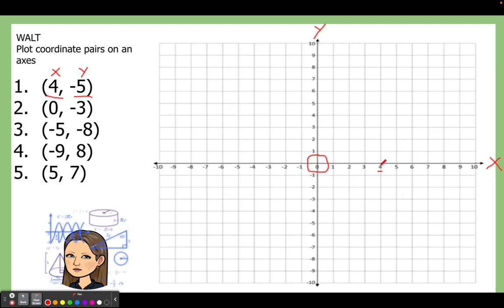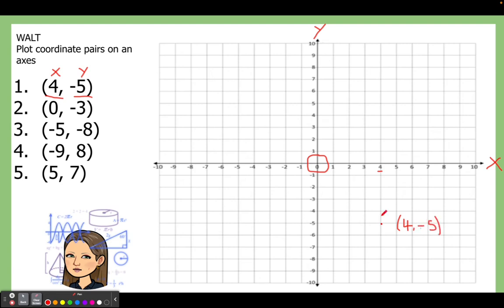Do we need to go up or down? If we have a look, we need to go down into the negatives. So we find where 4 meets negative 5 and we plot that on our axes, and then we need to label it. So it's 4 and negative 5. Perfect. It's our first one done.